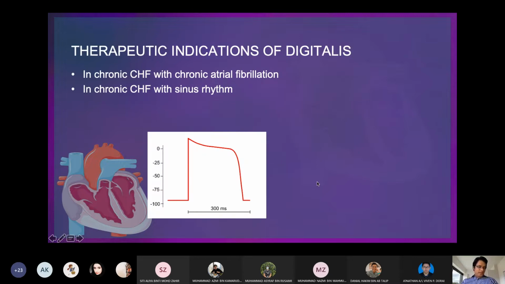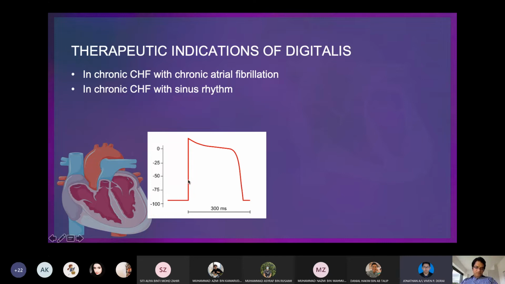Now, who can describe this curve? Is there anybody who can describe this curve? This is the electrical activity in the ventricle. So it is the action potential of a ventricular muscle, right? Yes. How many phases are here?